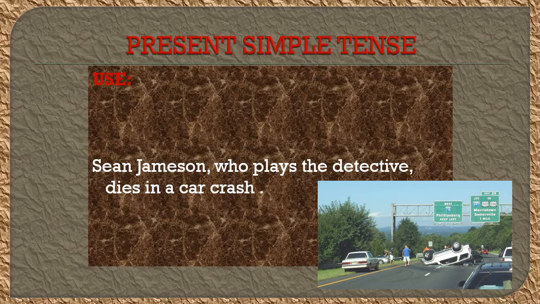We want to talk about when we use the present simple tense. Jensen, who plays the detective, dies in a car crash. It's a fact or description. I'm describing now how he dies. So I use the present simple tense when I describe something. The fact is that he plays a detective, and the fact that he dies in a car crash. That's why when I'm talking about a fact, I have to use the present simple tense.